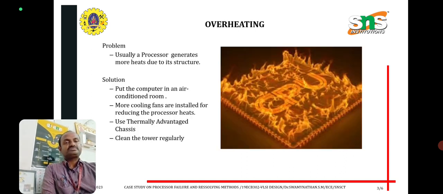So next, the first method, that is overheating. What are the problems of overheating? It generates more heat due to its structure, based on the usage. So what are the solutions to avoid this overheating? Put the computer in an air conditioned room. You can see many server labs or computer labs are all air conditioned rooms. And also more cooling fans are installed for reducing the processor heat.